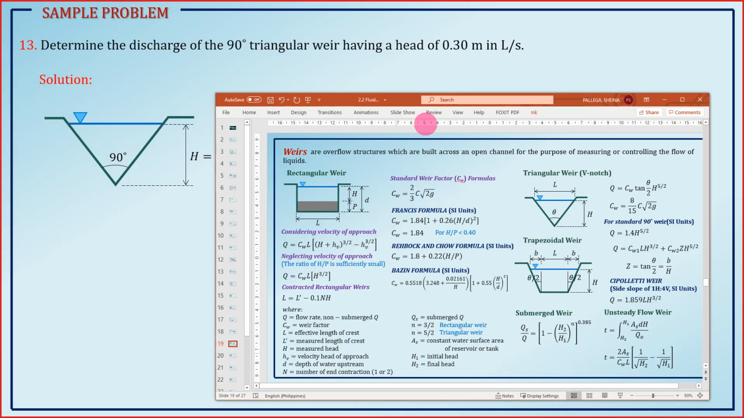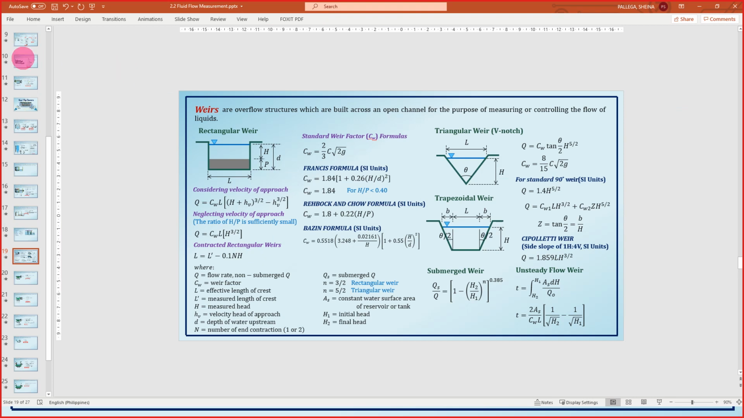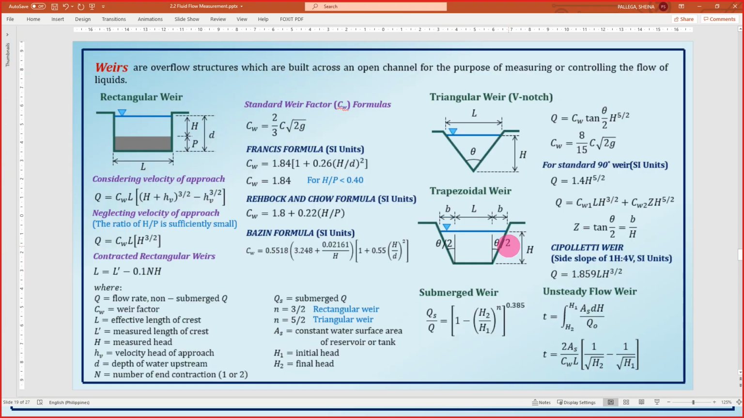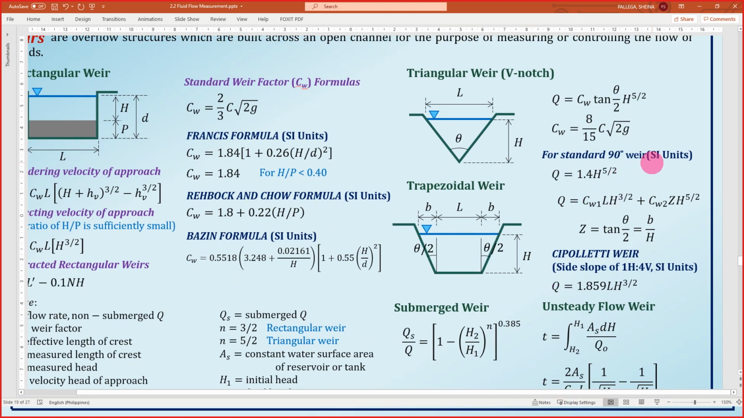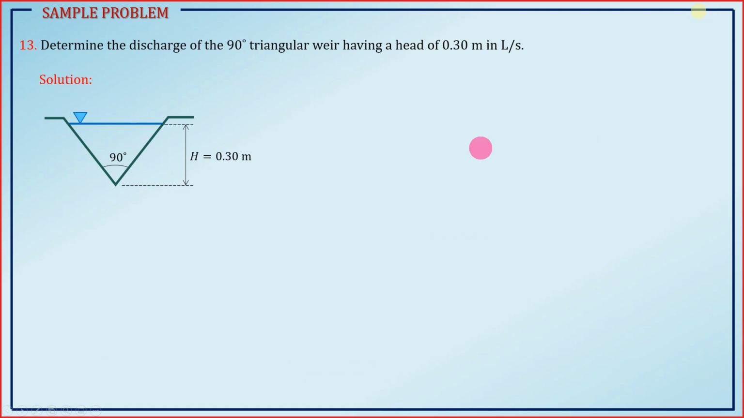For a 90-degree triangular weir, if we go back to our cheat sheet, our formula sheet, for a triangular weir of 90 degrees, the equation you will use is Q equals 1.4 H raised to 5 halves. It is already derived since it is 90 degrees. So, let's use that equation. What we lack to solve for Q is H, but H is already given, 0.3 meters. So, let's substitute 0.3 meters to our Q. We will have 1.4 times 0.3 raised to 5 halves.